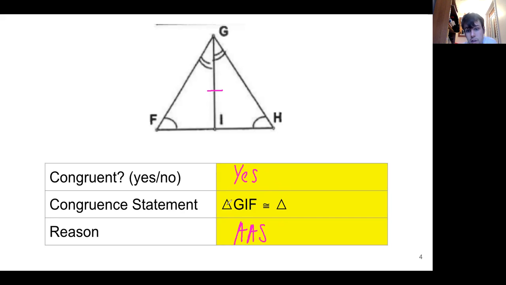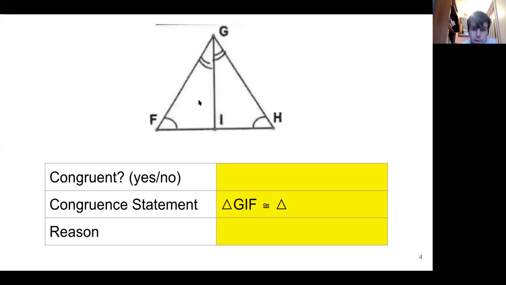And then finishing up this statement, we have triangle GIF. Angle G goes with angle G in the other one. I and I go together, and H. So GIH is the proper name for this triangle here on the right. Okay, keep moving forward.